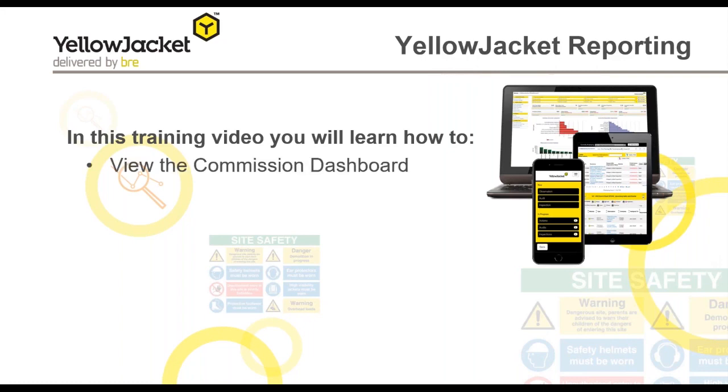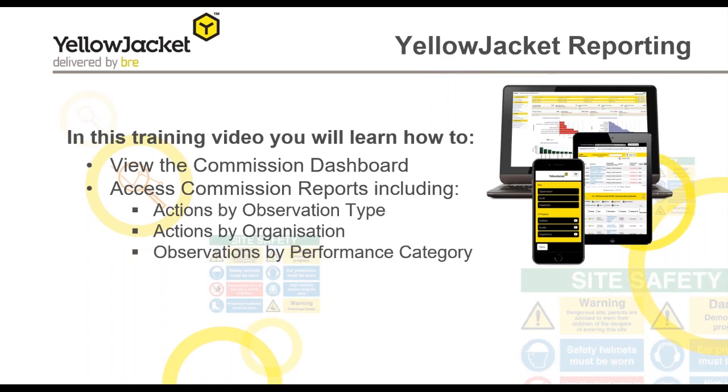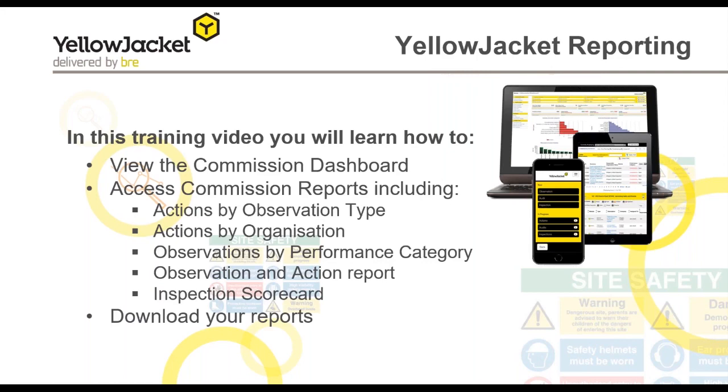In this training video, you will learn how to view the Commission dashboard, access your Commission reports, including the Actions by Observation Type report, the Action by Organisation report, Observations by Performance category, Observation and Action reports, and the Inspection scorecard. We'll also look at how to download your reports and generate performance graphs within Yellow Jacket.